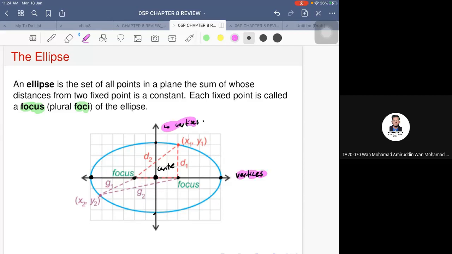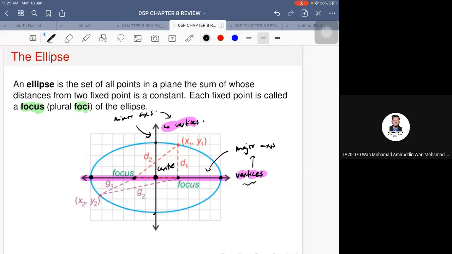Kalau ellipse tu dia memanjang ke arah kiri dengan kanan, maknanya kita panggil dia sebagai major axis. Ni kita panggil dia sebagai major axis sebab dia paling panjang. Tapi yang ni, yang pendek sikit ni, kita panggil dia sebagai minor axis. Okay, vertices ni dia sentiasa berada pada major axis and co-vertices pula, dia sentiasa berada pada minor axis.